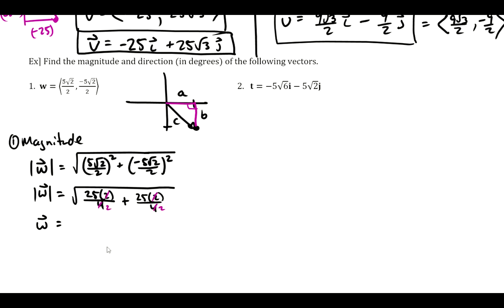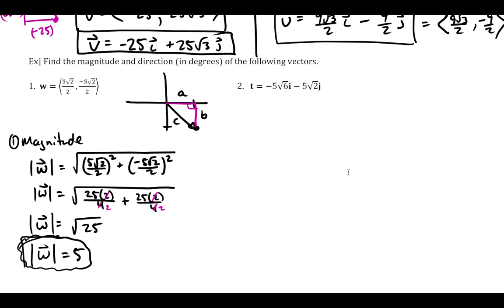So it'd be 25 over 2 plus 25 over 2. That would be 25. So that is just the square root of 25. So it simplifies real nice. 25 halves plus 25 halves is 50 over 2. And 50 over 2 becomes 25. So that means our magnitude is 5. Okay, so we've got that portion.